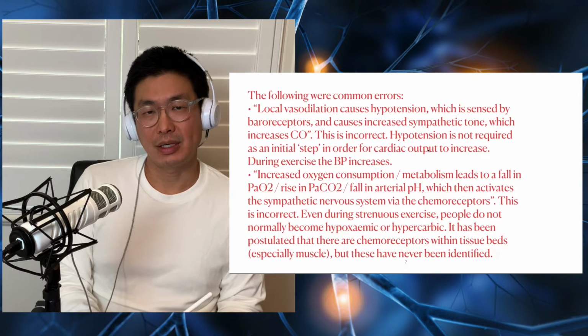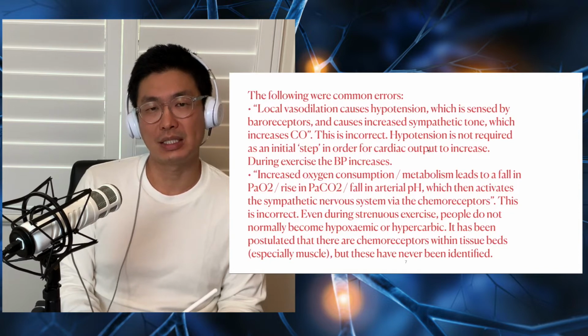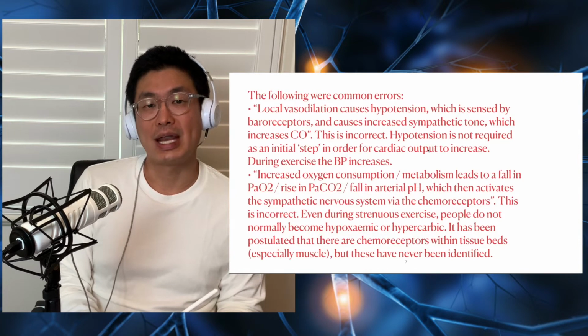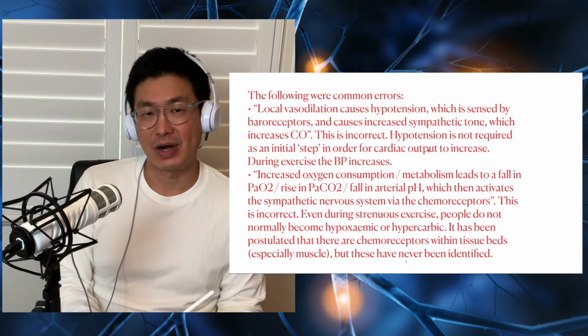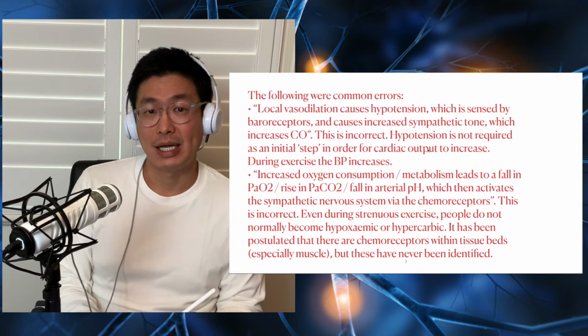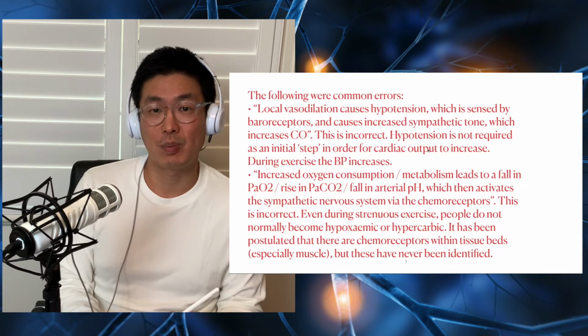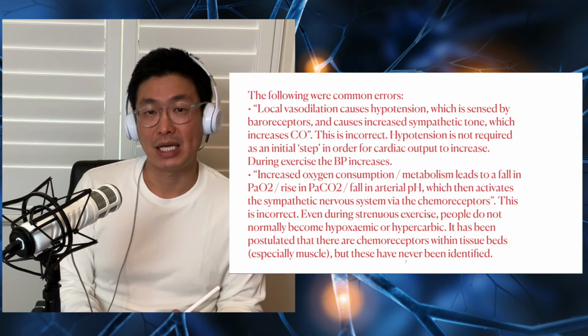Second point, increased oxygen consumption, metabolism leads to a fall in PaO2, a rise in PaCO2, fall in arterial pH, which then activates the sympathetic nervous system via the chemoreceptors. This is incorrect. Even during strenuous exercise, people do not normally become hypoxemic or hypercarbic. It has been postulated that there are chemoreceptors within tissue beds, especially muscle, but these have never been identified. And that line here is from Pappano.